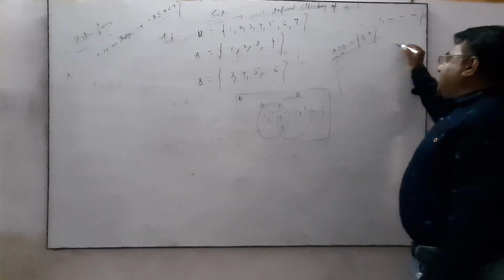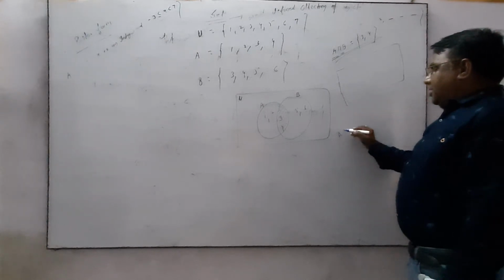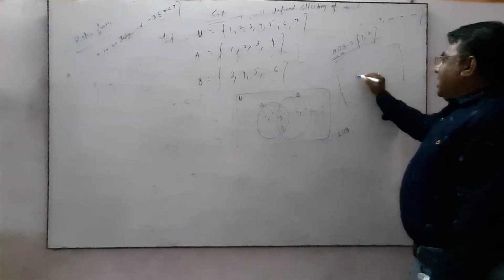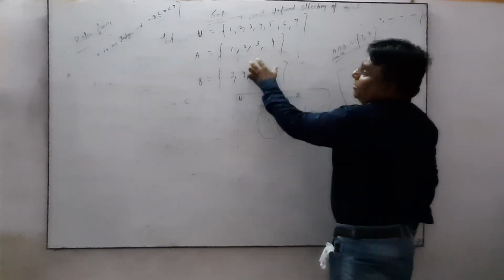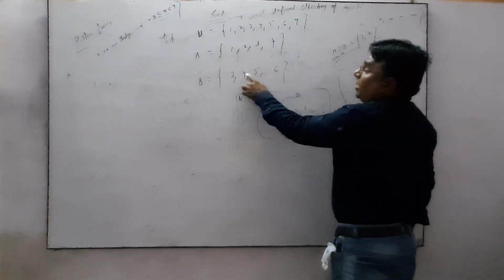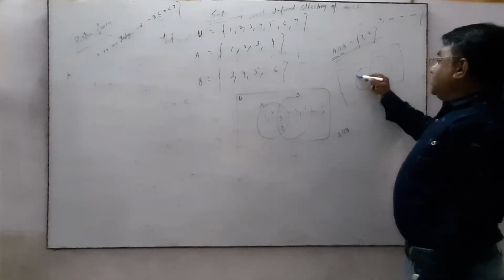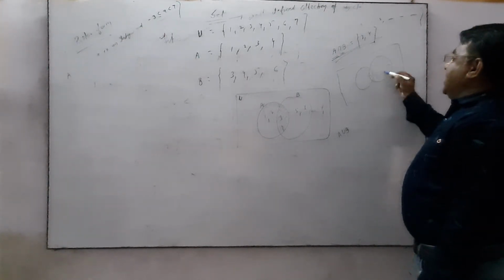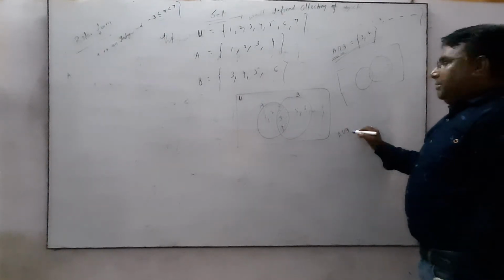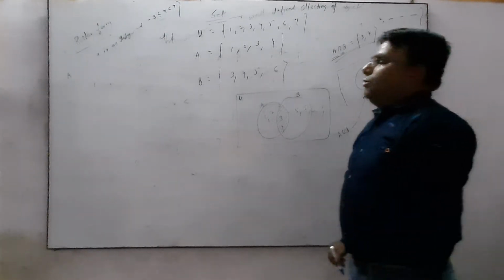Now another Venn diagram. Now find A union B. A union B means all elements of A and B: 1, 2, 3, 4, 5, 6. That means the full portion of both sets is shaded. So this is the Venn diagram of A union B.